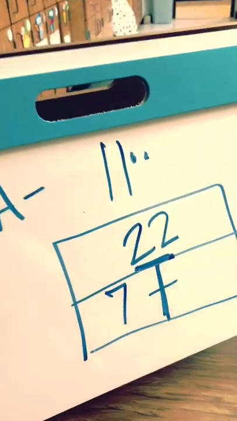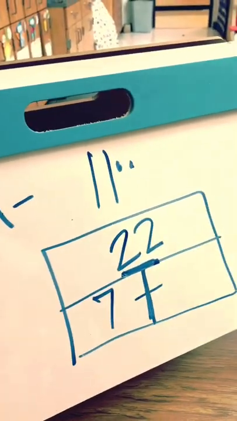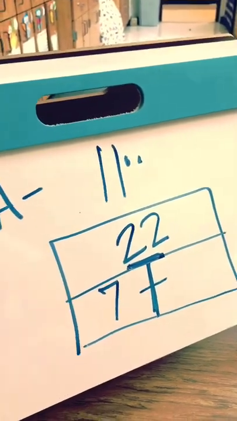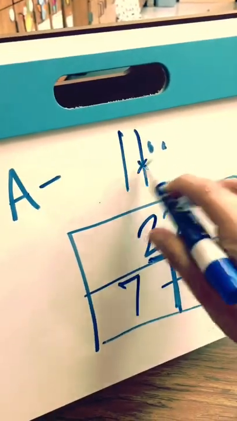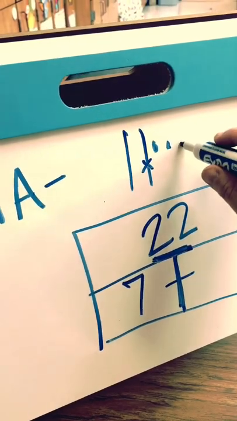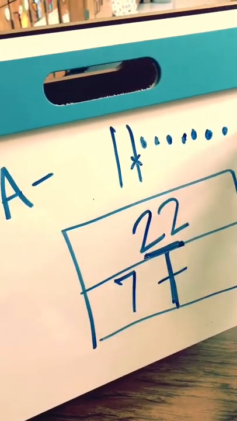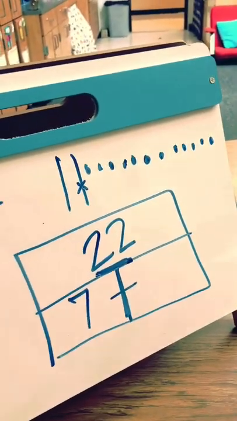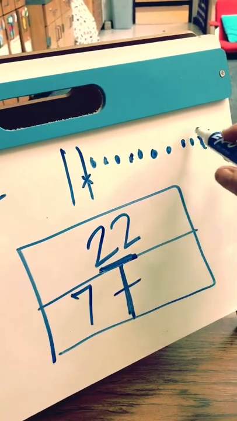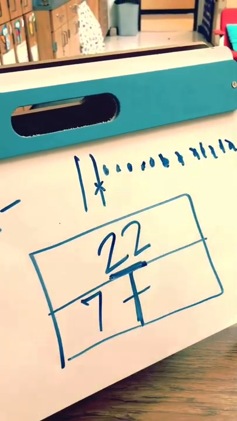And now I have to take 7 away. Well, I see that I don't have enough units to take 7 away. So your child should be able to tell you that this 10 can be broken apart into 10 units. 1, 2, 3, 4, 5, 6, 7, 8, 9, 10. And now we have enough to take 7 away. 1, 2, 3, 4, 5, 6, 7.